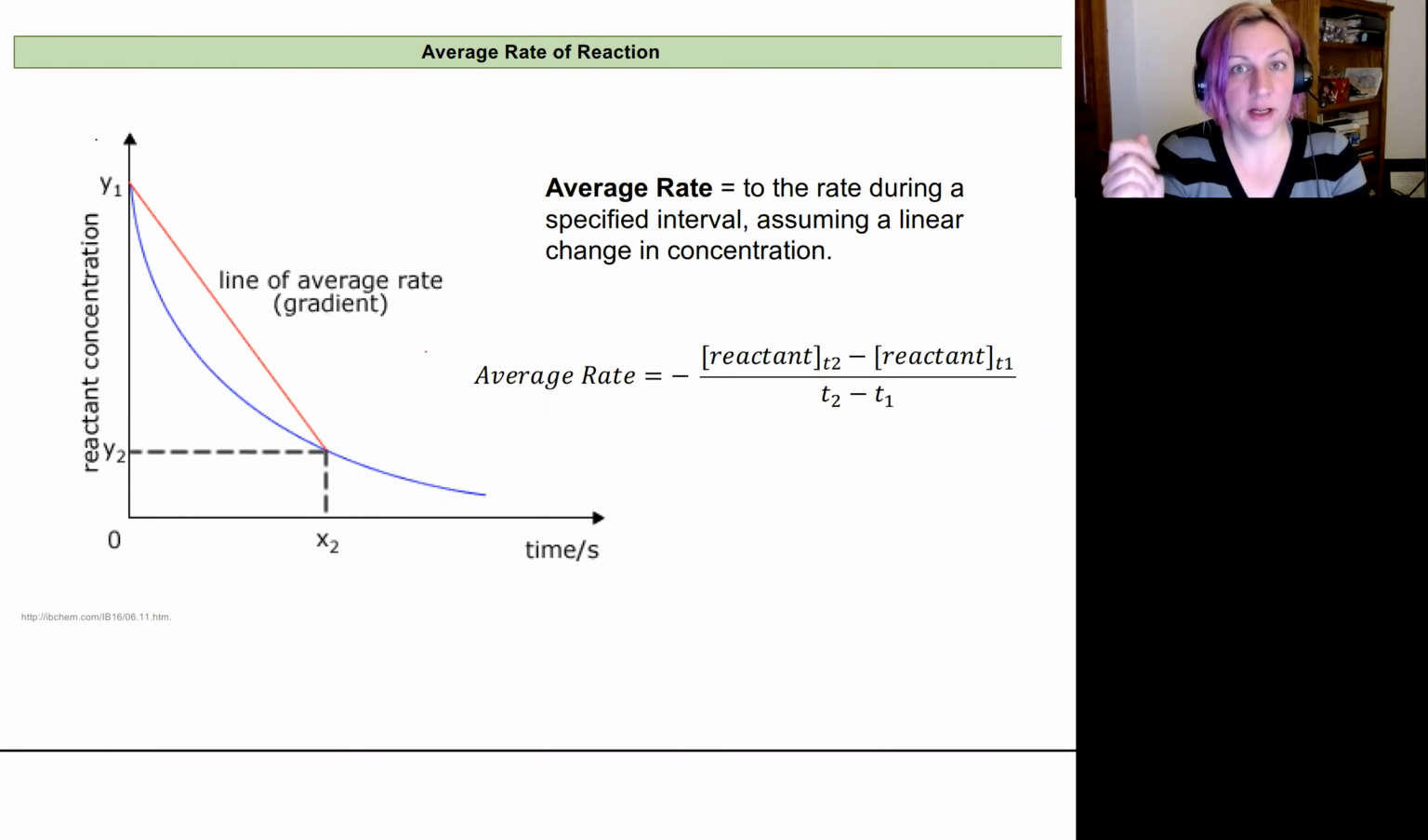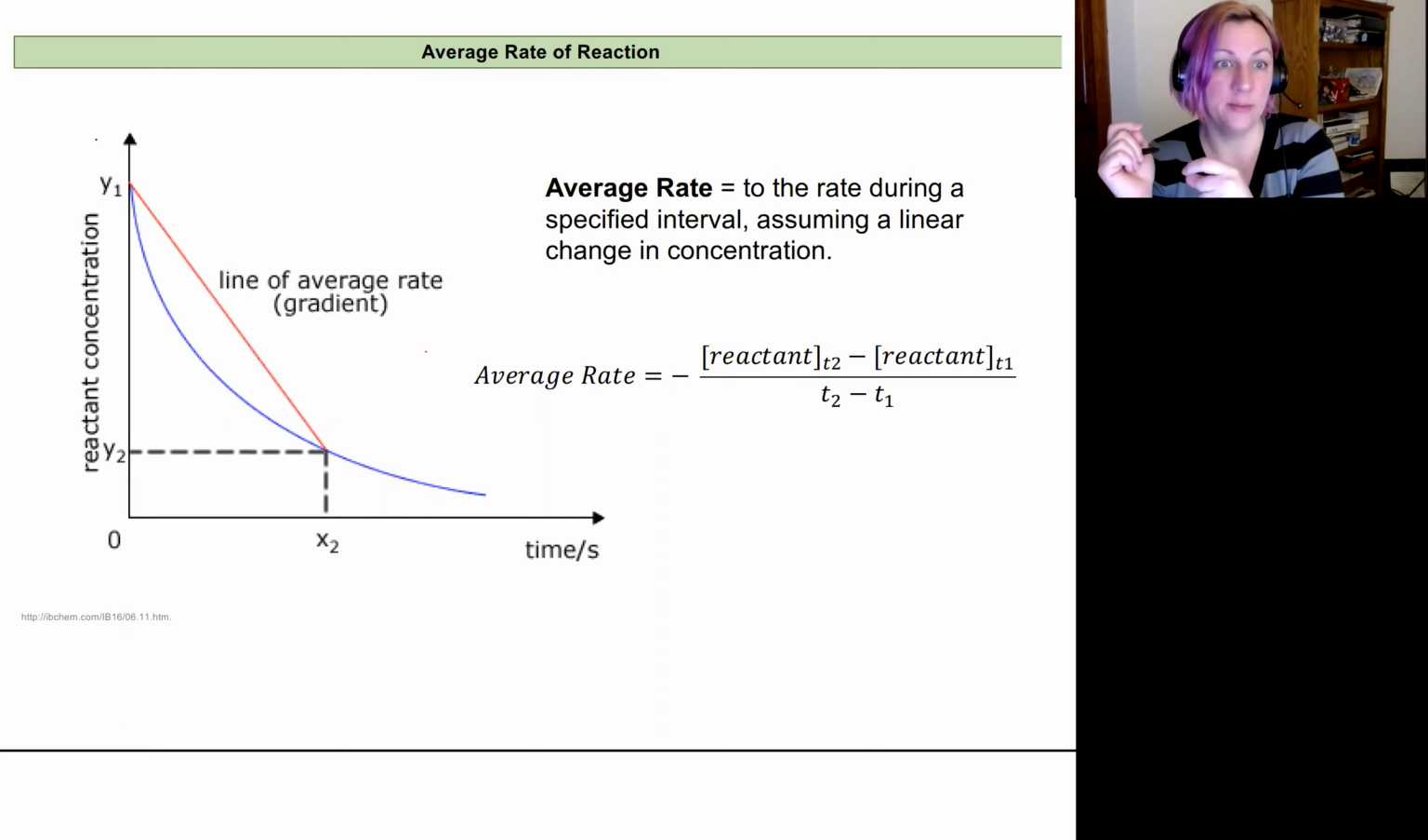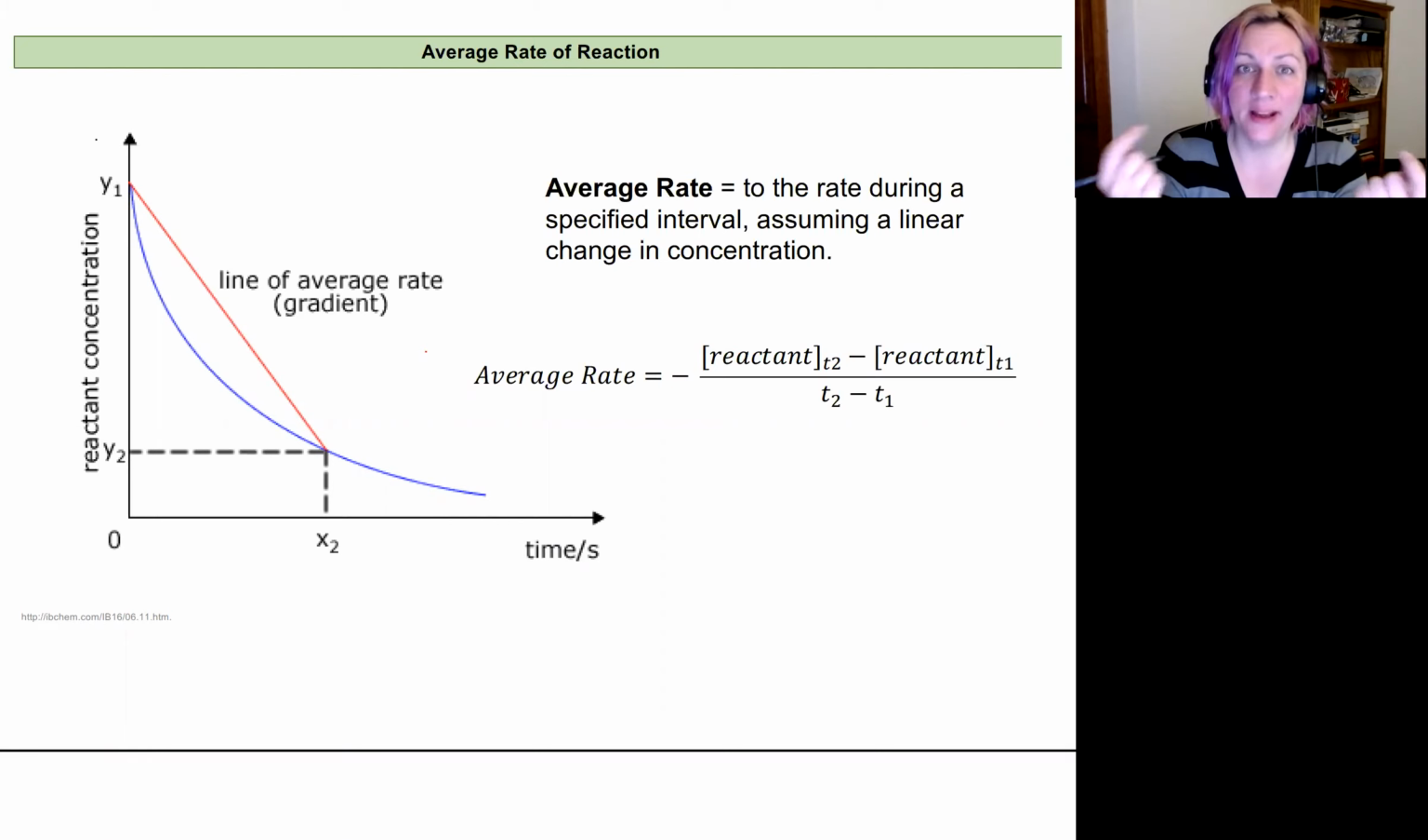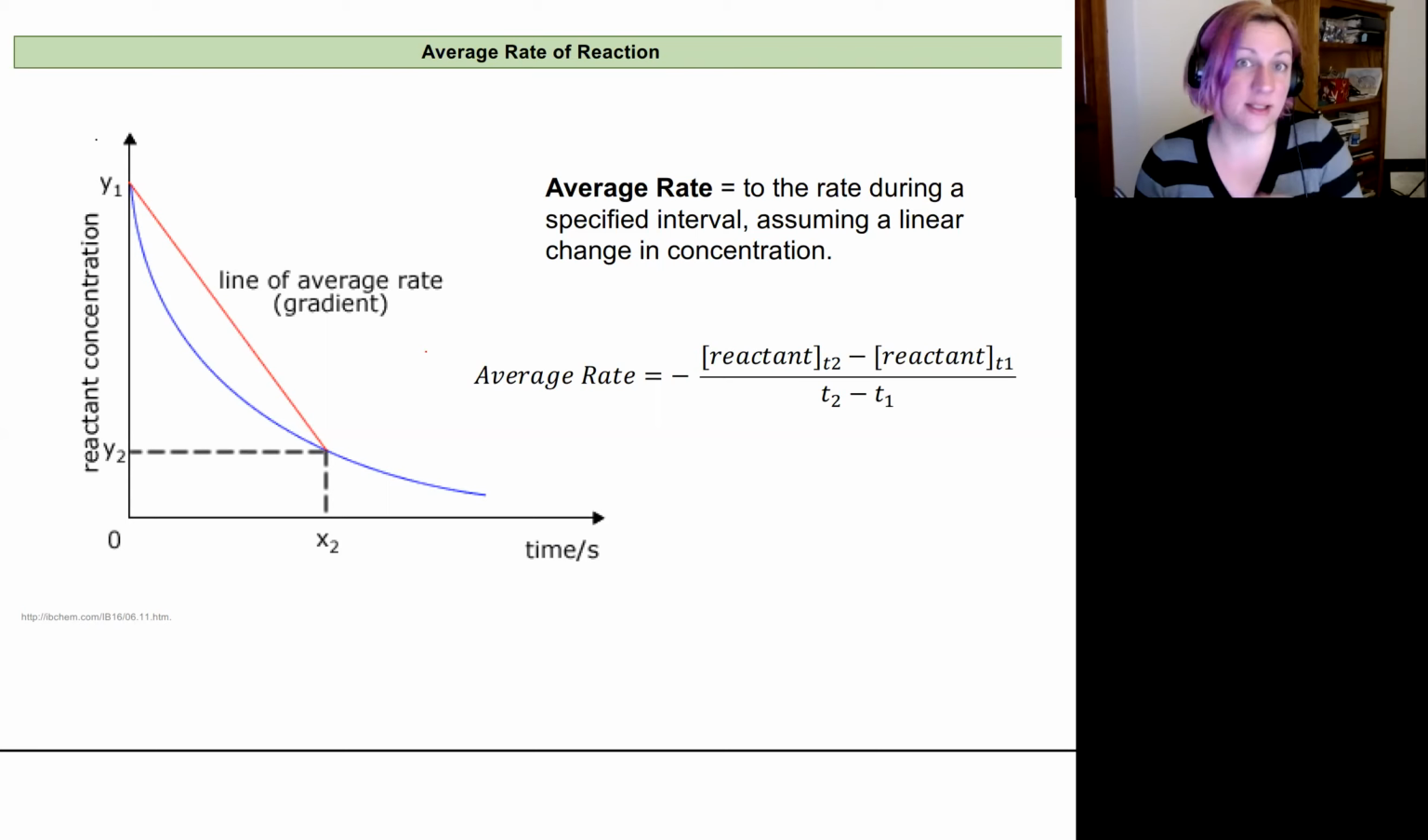So I want to talk a little bit more about how we can represent rate, because we're saying it's the change in concentration over the change in time. But that's going to look really different depending on how we represent that change. So we have a few different ways of representing rate that I want to introduce. So first is average rate.